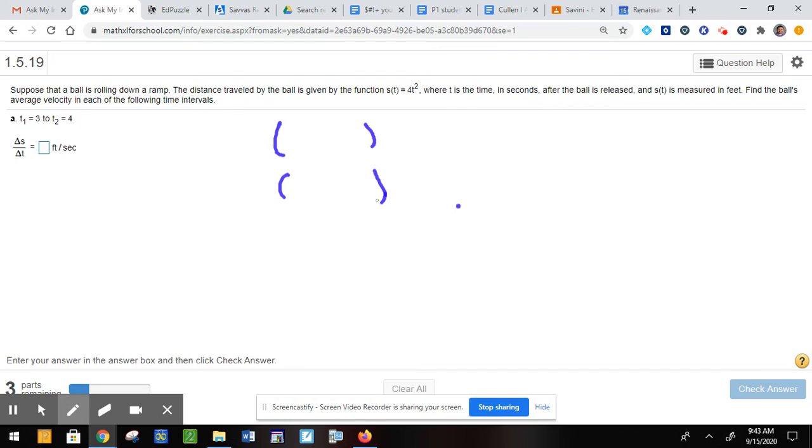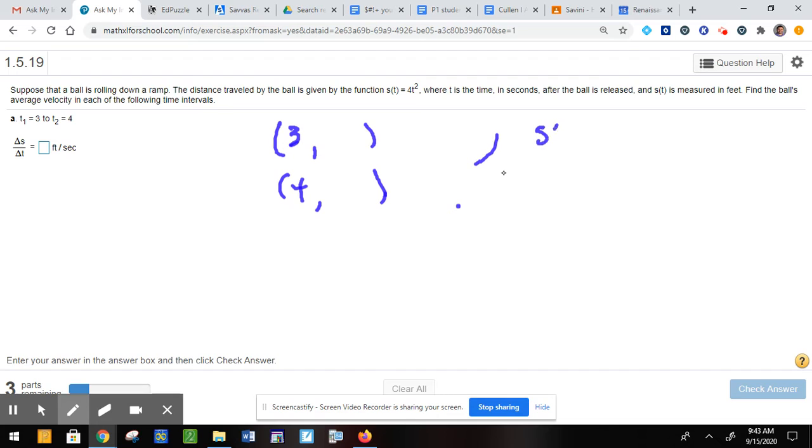The first terms of each are the t's that are given. The t for time is essentially like your x coordinates, your independent variables. The first one is 3, and the second one is 4. How do I get the s values? Just the same as you would in a regular function. We're going to substitute the t value into the function to get the s value. That would give you the ordered pair that you need.